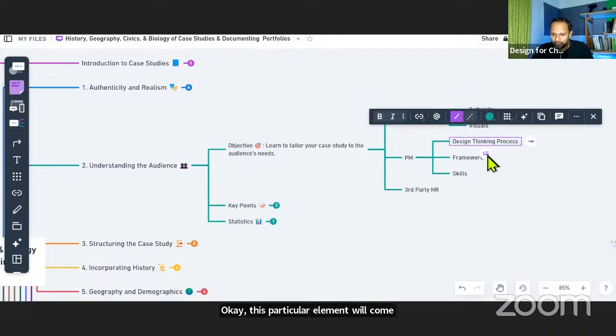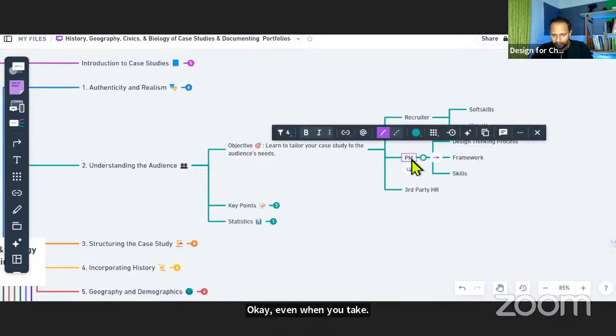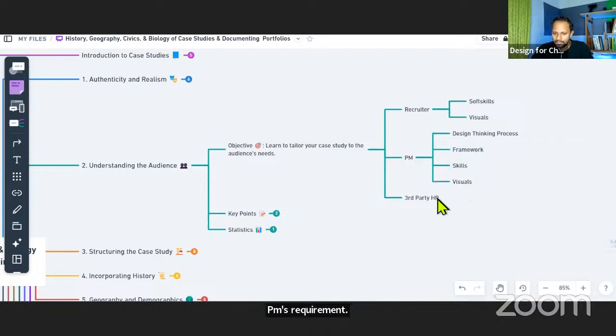Even when you take a PM's requirement, let's say the project manager, visuals are needed. When you take third-party HR, visuals are needed. So visual is a very important one which connects a lot of people. Now you're understanding it a little bit.